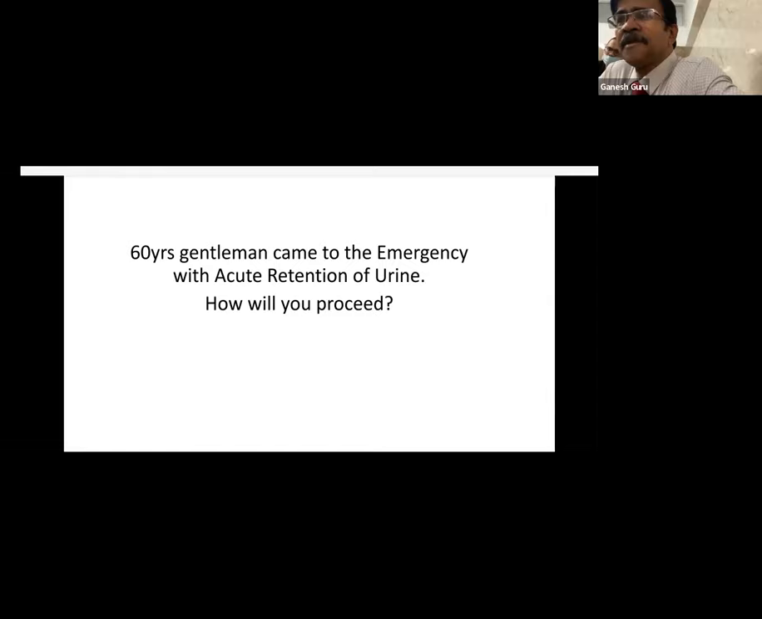For retention, they should also know the other causes of retention, like neurogenic bladder. Other causes of retention should also be talked about. Okay, but the main point in a 60-year-old gentleman should be primarily BPH.